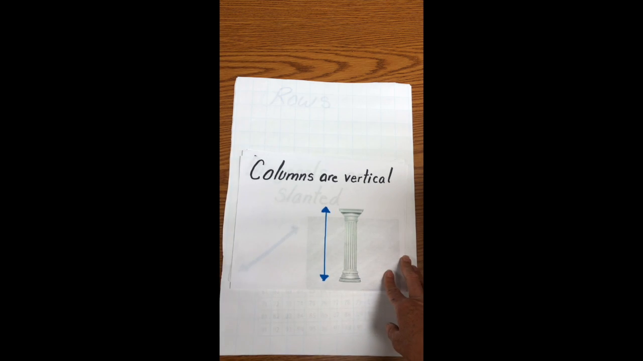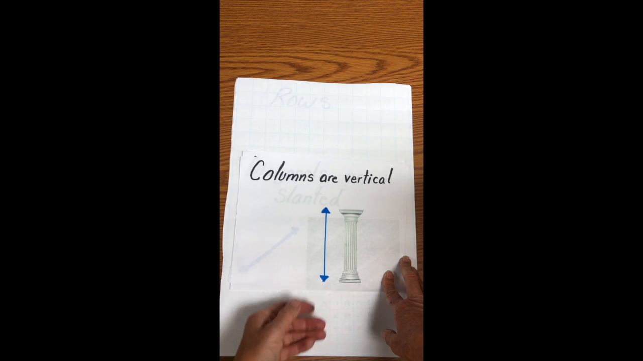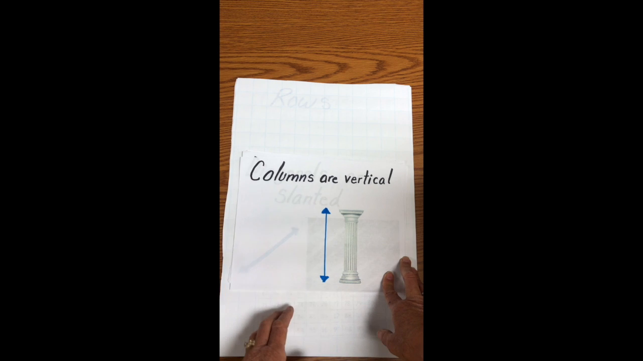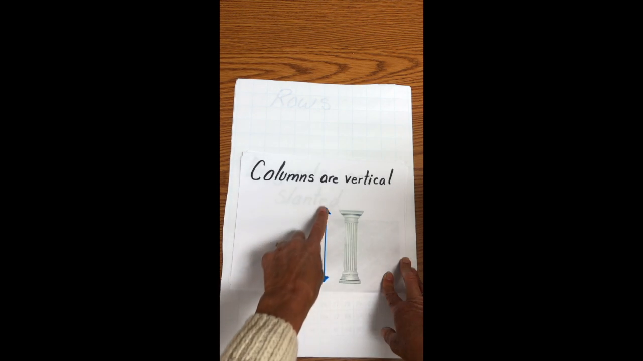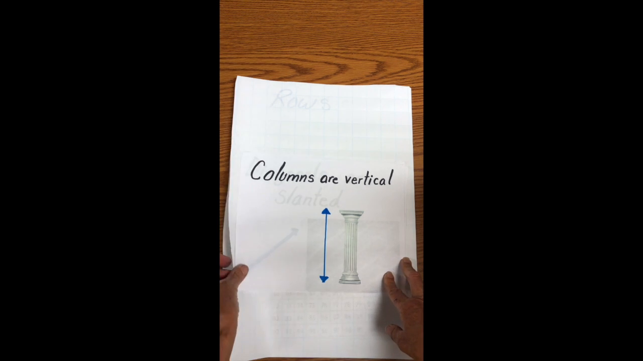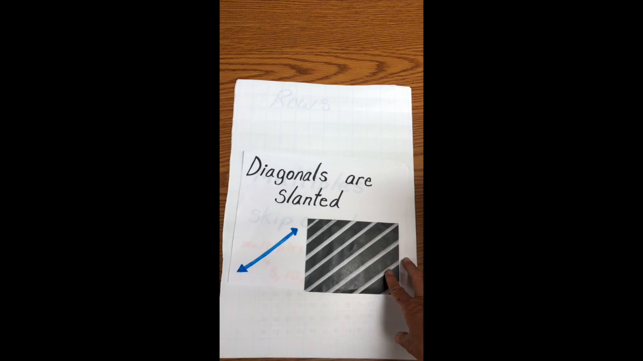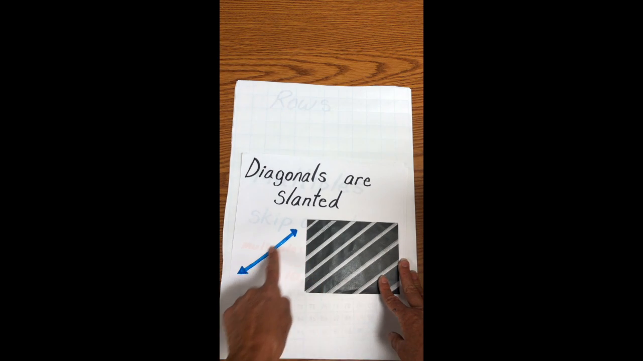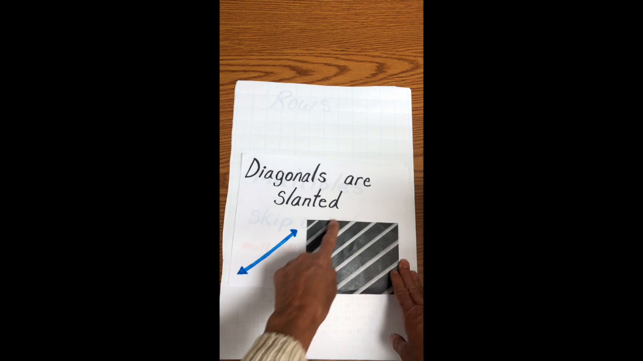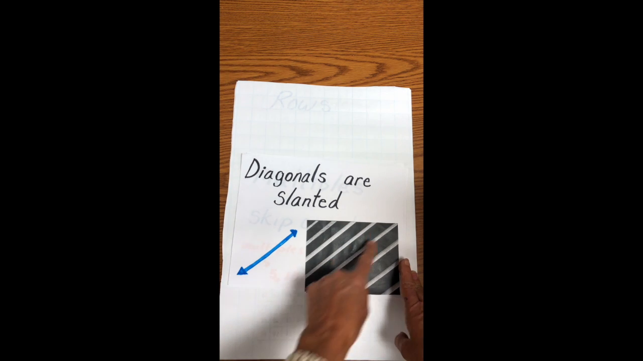Okay. This is a column. This column is vertical. We have columns in math. We call them that in a table. Sometimes you have columns. And columns are vertical. This line right here is a vertical line. Diagonals are slanted. This line right here is a slanted line, so we call it a diagonal. These are all diagonals, these white lines here.